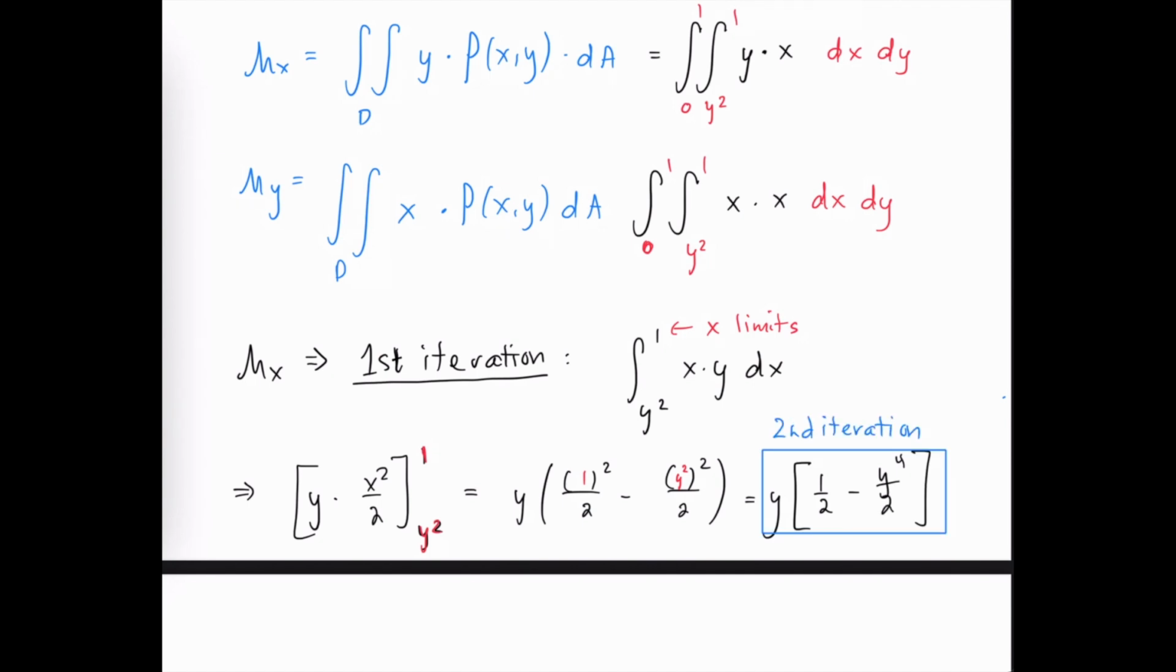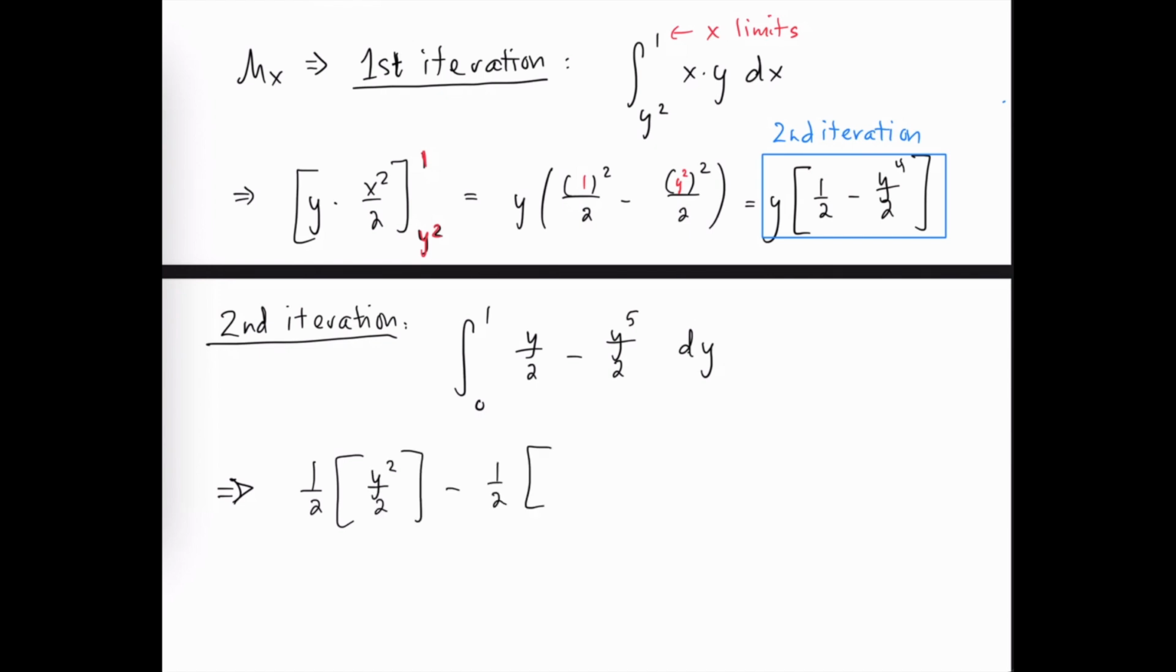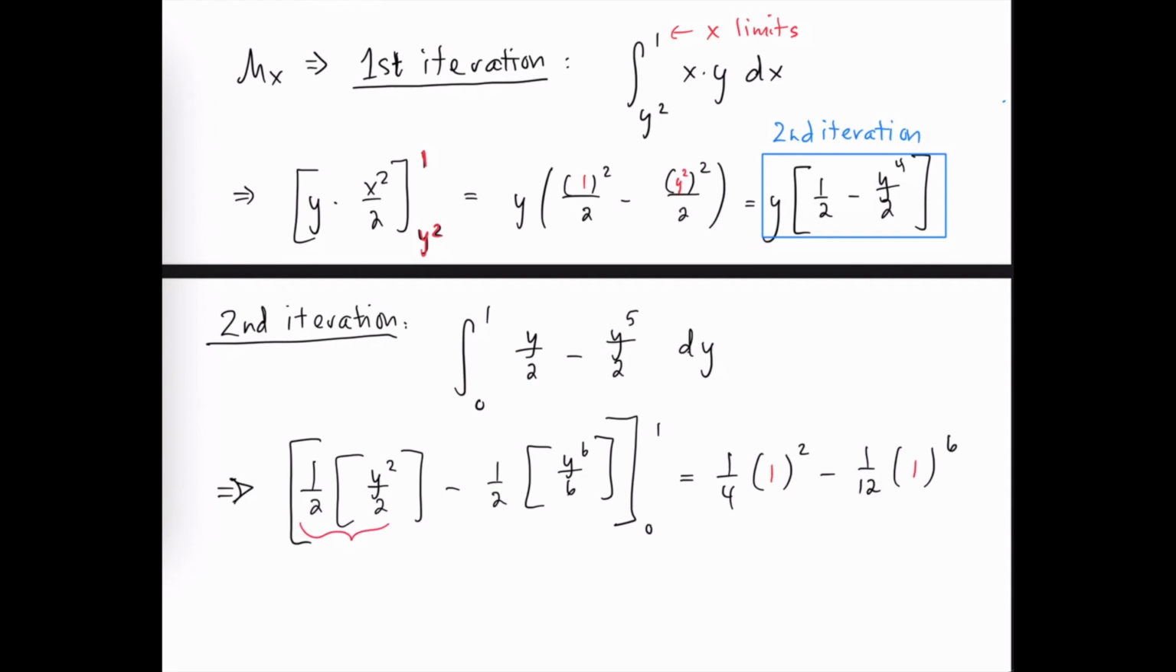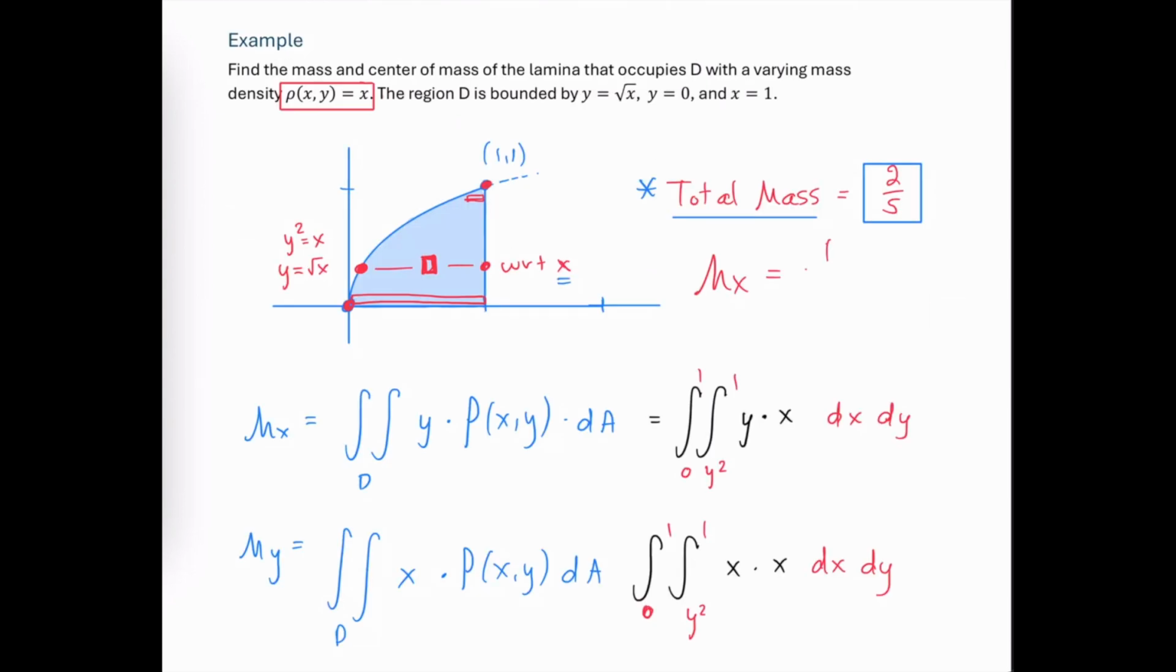But I'll distribute in that y to make the integration easier. So the second iteration will be the integral from 0 to 1. Having distributed in that y, we get something that's easier to integrate, and the antiderivative is going to be 1/2 times y squared over 2 minus 1/2 times y to the 6th over 6. And then we apply our limits of integration to all of this, which will basically just be 1/4 with 1 plugged in for y, minus 1/12 with 1 plugged in for y, and then minus 0 with the lower limit plugged in, which simplifies down to being 1/6. So let's make note of that up here and then proceed to find the moment about the y-axis.